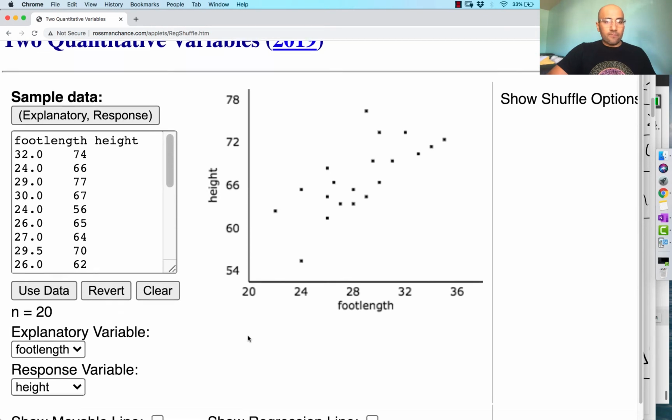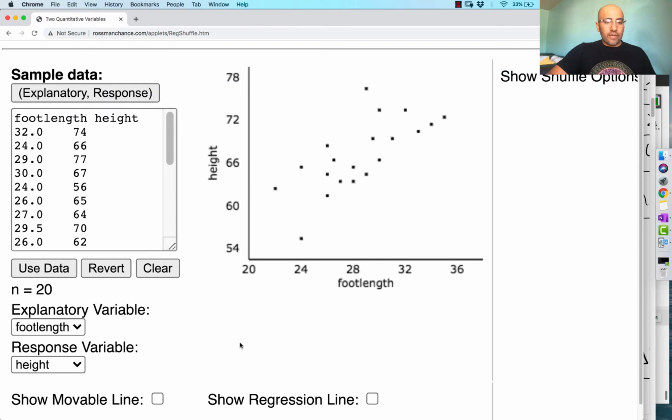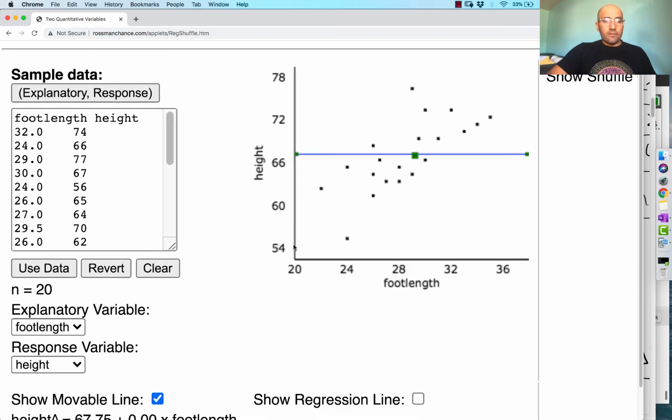Show movable line. Let's do this one. Okay, so with this right now, all I'm doing is kind of guessing what it would look like. So maybe this blue line does a pretty good job of establishing the direction of our positive linear relationship. I mean, we kind of want an average here. We want about half the little dots to be above the blue line, about half of them to be below the blue line, to give you a good idea.